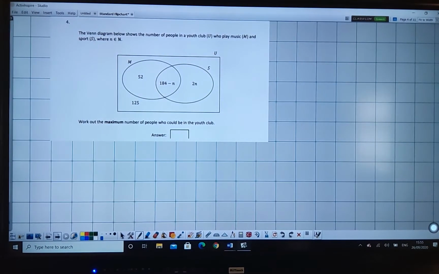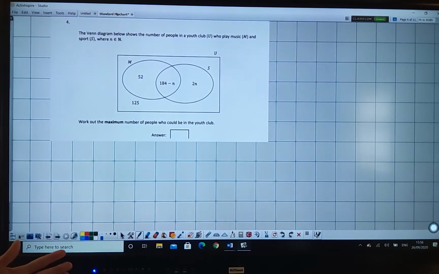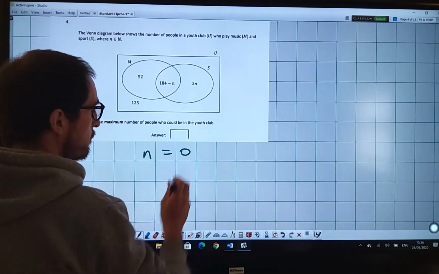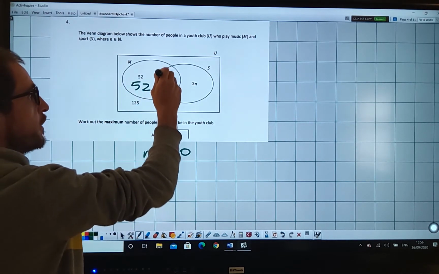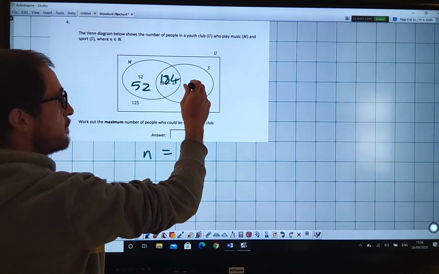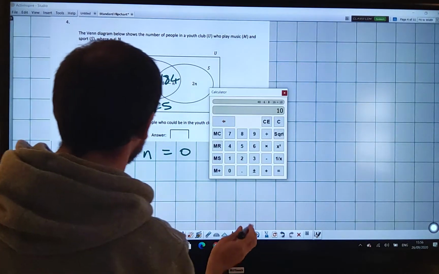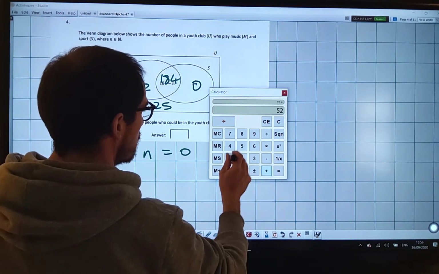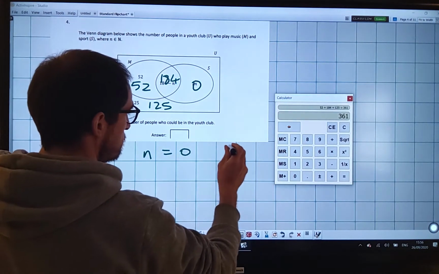Question 4. With this one, it can be a little bit confusing because you're asked to work out the maximum number of people who could be in the youth club. The way I say to people to do this is a bit of trial and error. First of all, start by letting n equal 0. If n was equal to 0, that would be 52. 184 minus 0 would be 184. 2 times 0 is 0, and that's 125. If I added all of them together, 52 plus 184 plus 125 is equal to 361.